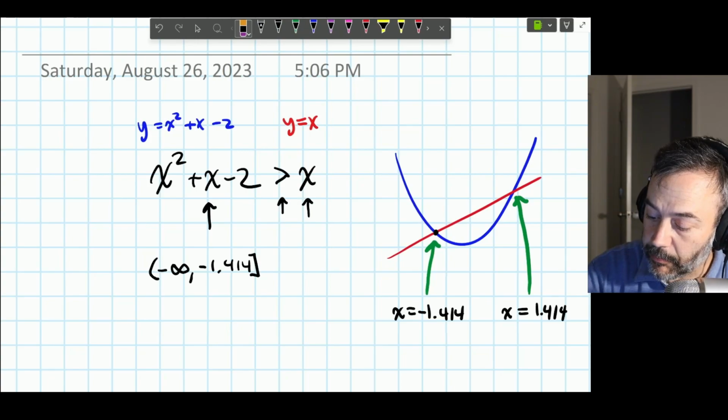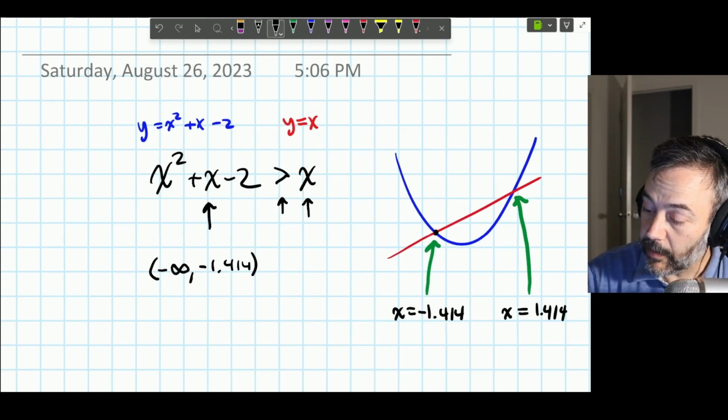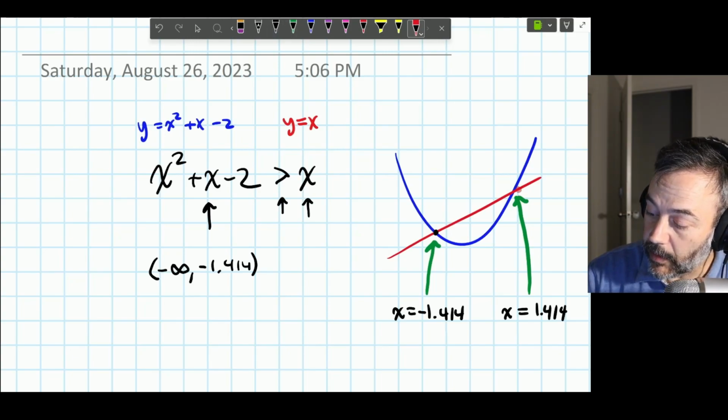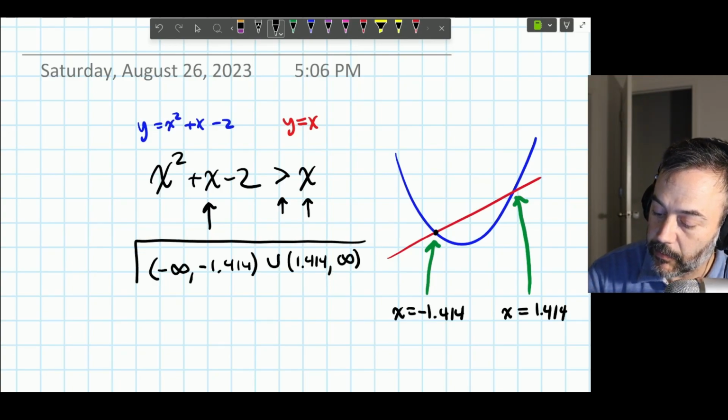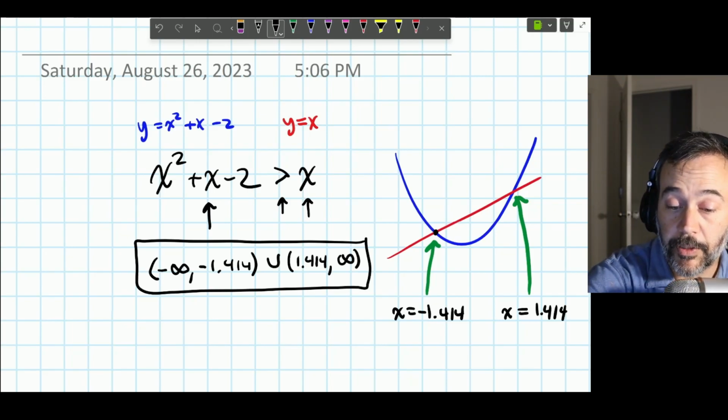And I put a bracket there, but then I realized this is greater than, so we don't include the place where the two graphs are equal. This would be parentheses. Now, to represent the interval to the right of this, it would be all the x values greater than 1.414. So that would be 1.414 up to infinity. And I would put a union between the two because we need to union these two intervals. Okay, so back to the picture.